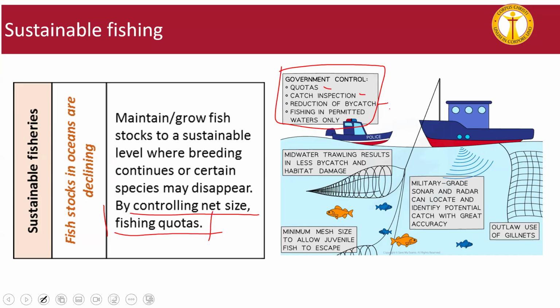Bycatch is all the extra living things that are in there, and you're only permitted in certain places in the actual oceans themselves. Okay, there's certain sections that are no-goes. Okay, so sustainable fishing is only catching enough fish so that the population isn't long-term affected.